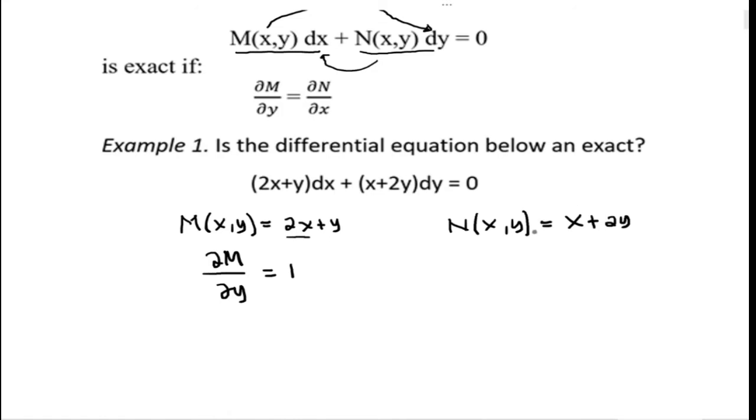For our N, the partial derivative of N with respect to x, this time we are going to assume y as constant. So this is actually 0 in its derivative. And the derivative of x is 1. So as noticed, the partial derivative of M with respect to y is equal to the partial derivative of N with respect to x, in which both are equal to 1. Therefore, this equation is exact.